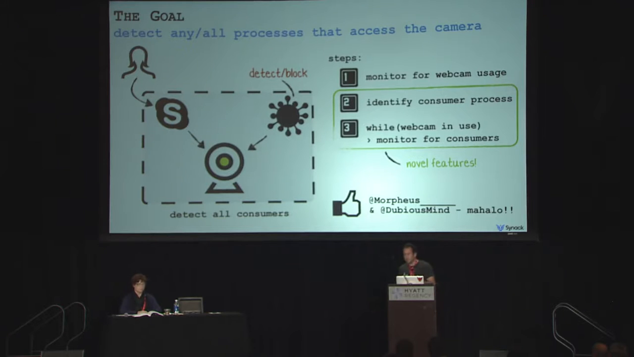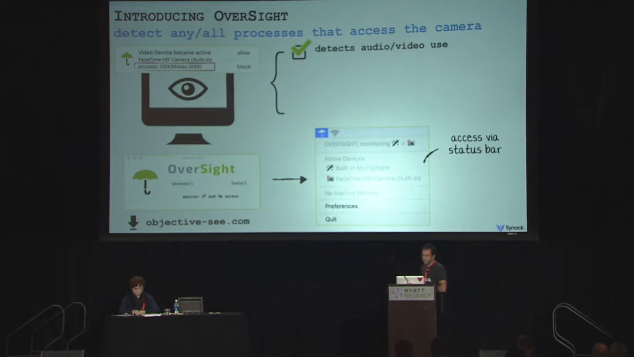So in 3 steps, it's pretty conceptually simple. The first thing we do is register for webcam notifications, just like the malware does. Then we identify the consumer process, that is the process that's using the webcam. And while the webcam is in use, we can monitor it to see if any secondary consumer processes are jumping in to piggyback off that session. So conceptually, this is what the tool is set to do.